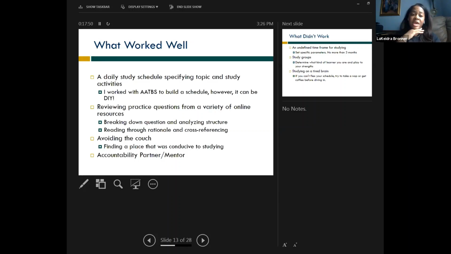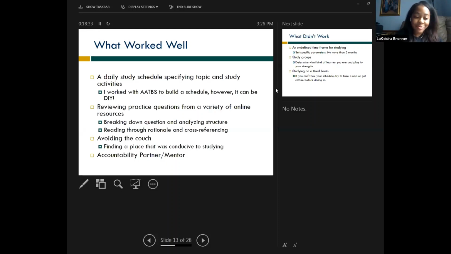But the important piece about that is being able to break down the question and analyzing the structure of the question. So I would literally go through and underline the important parts of the question and pull out the things that I need to pay attention to. Because again, with my anxiety, I would look at the big paragraph and then my brain would just go to mush. So definitely underlining and reading through, asking yourself, what are they really asking me? And then if you get the question wrong, or even if you get it right, just reviewing the rationale for that question and getting at what exactly they're asking you and wrapping your mind around that. Another thing that worked well for me is avoiding the couch.